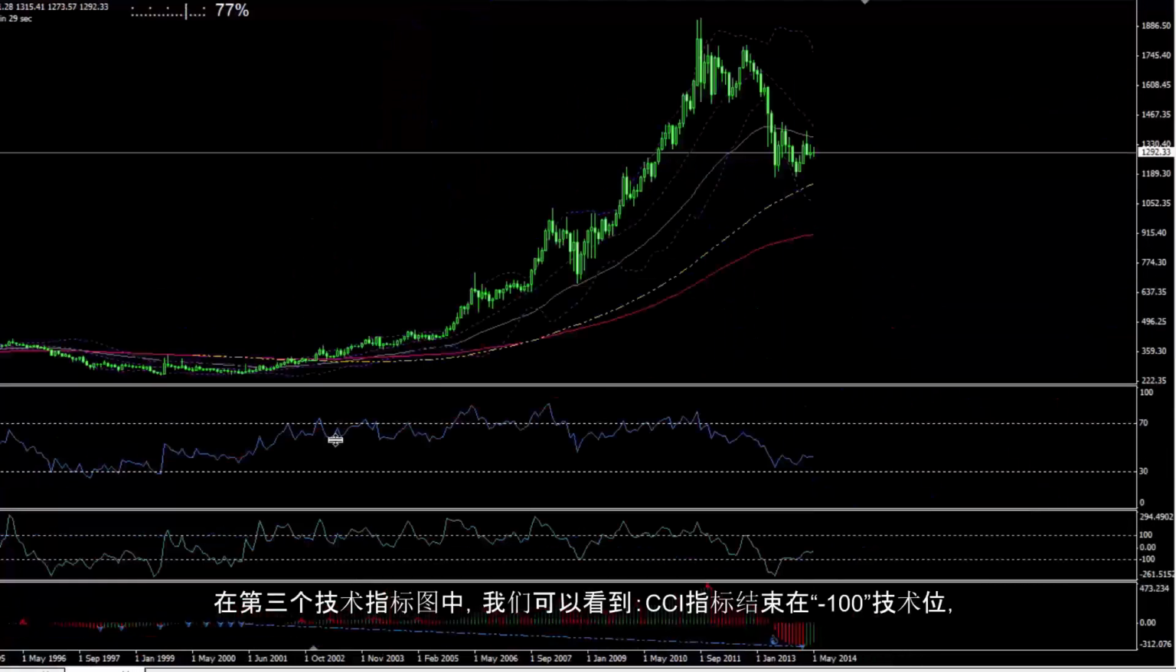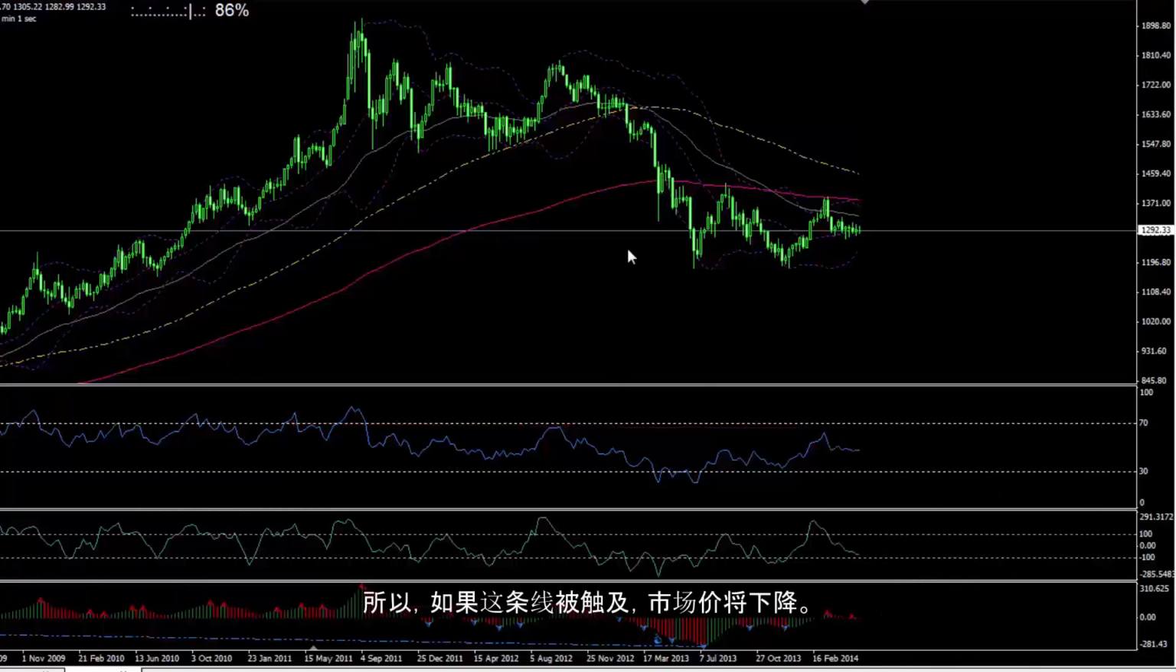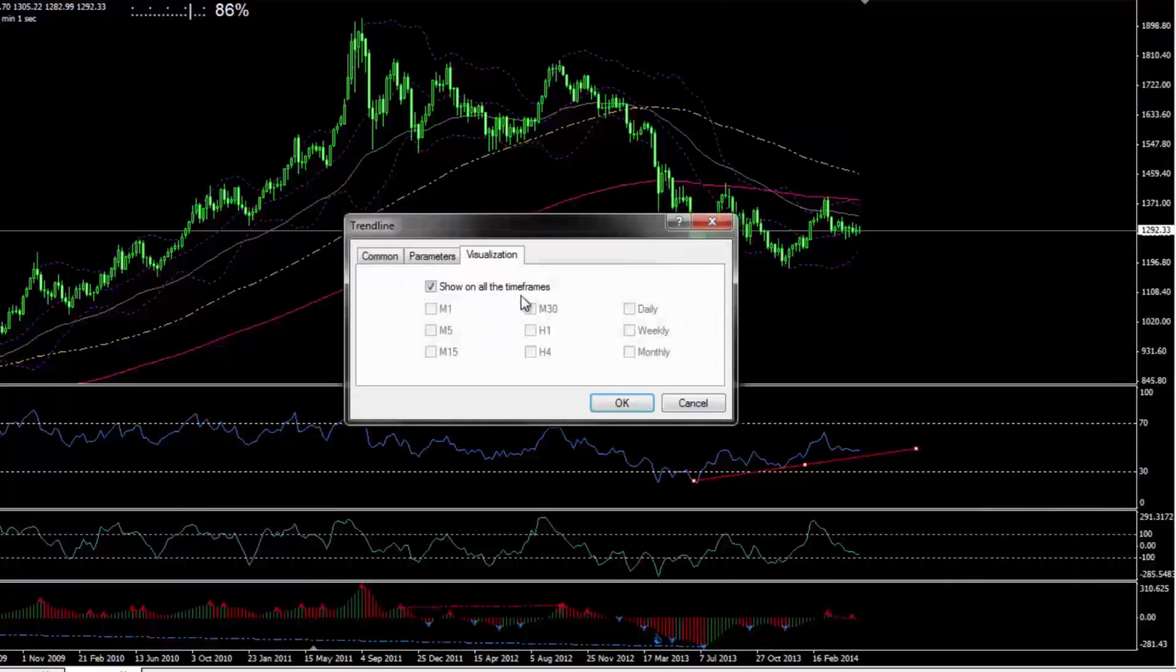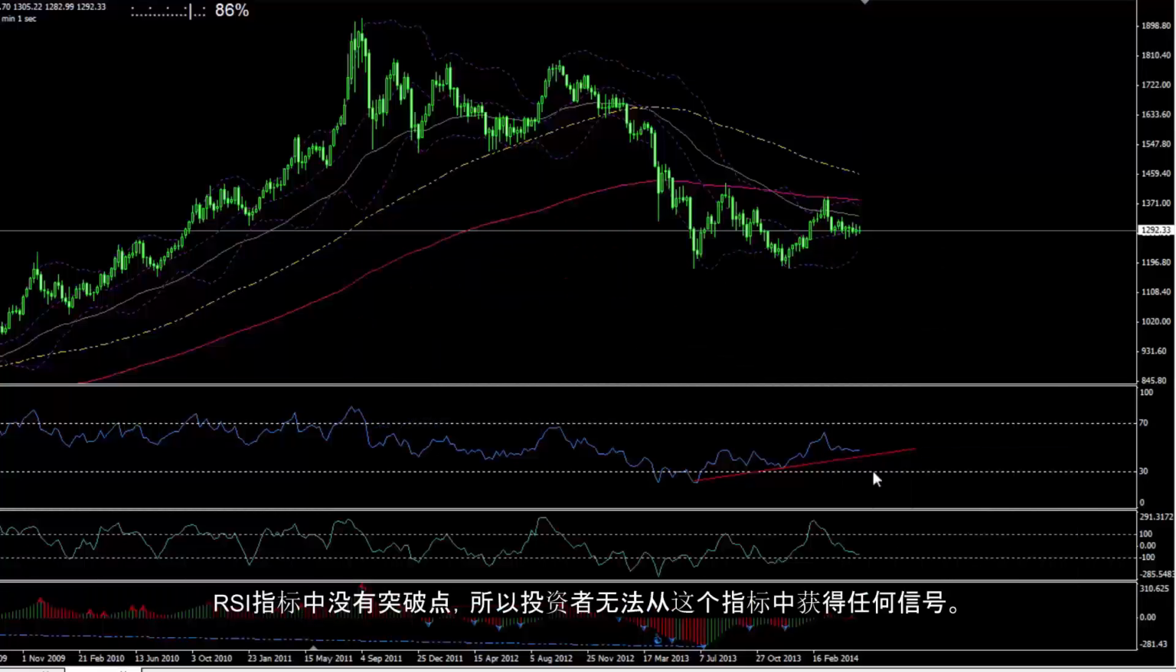On the third chart, which has indicators, it can be observed that CCI is close to the level -100. So, if this line is touched, the market price would decline. A trend line can be placed under the valleys of the last trend in RSI. There is no break on RSI, thus a trader cannot derive any signal from this indicator. AO does not show any divergence or hidden divergence on the latest trends.